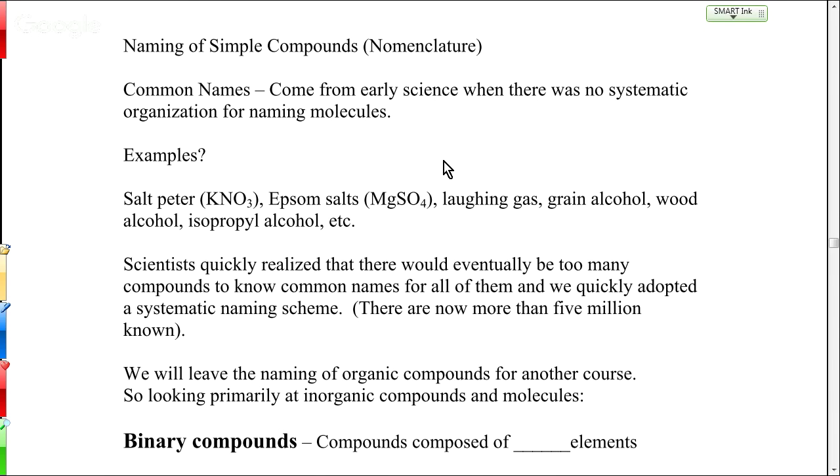But that was the situation for much of history. Every time something was discovered, it would get named. And so you'd have things like saltpeter, Epsom salts, laughing gas, grain alcohol, wood alcohol, all these different names that don't really have any systematic tie to the actual chemical formula. Like if I said, what's the formula of grain alcohol versus the formula of wood alcohol? Could you tell anything by those names? Probably not, right? Is there anything about saltpeter that tells you that it's KNO3, that that's the formula? Probably not.